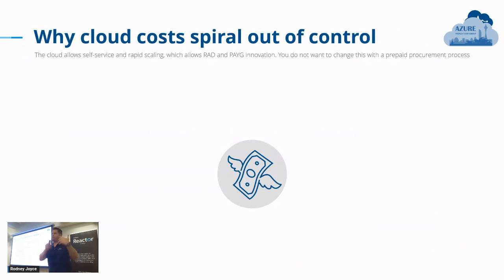CapEx costs are upfront, it's budgeted for. Operating costs are as you go. So let's take a step back and think about why cloud costs spiral out of control. And this will help us understand what FinOps does. Now, first of all, we're on the cloud for a reason. Otherwise, we'll just go back to the data centers of the world.